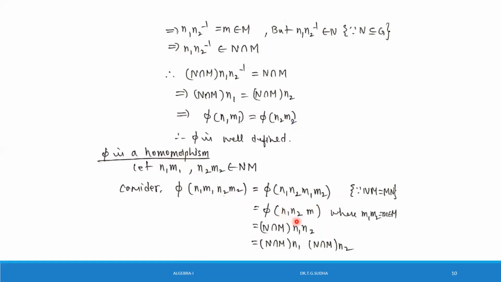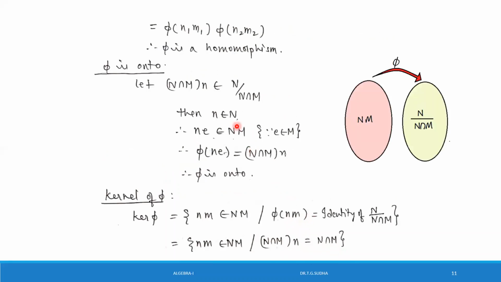Now this, by the definition of phi, can be written as phi of n1 n2 m, which is N intersection M of n1 n2. And this is the coset generated by the product element n1 n2. Therefore, this can be written as the product of two cosets, that is N intersection M of n1, N intersection M of n2. By the definition of phi, this will be equal to phi of n1 m1 into phi of n2 m2. Therefore, we have shown that phi is a homomorphism.